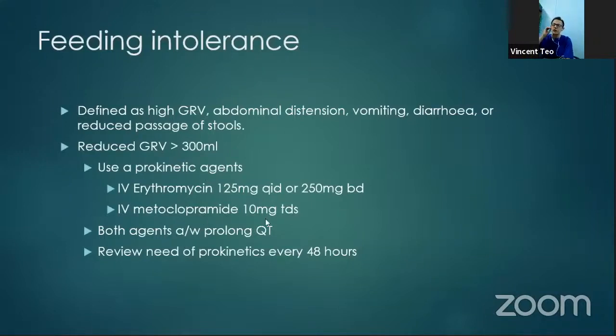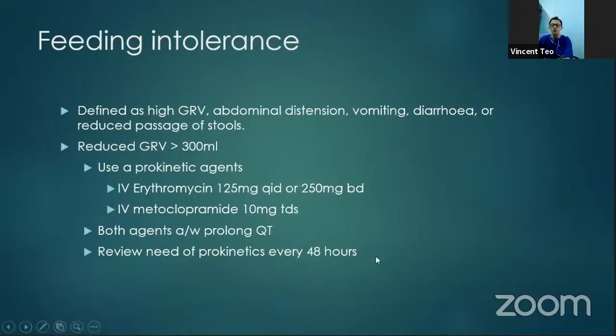Usually we give 10 mg TDS, but don't forget, if the patient has kidney impairment, you might want to adjust the dose. And if metoclopramide doesn't work, we generally add on erythromycin. The common dosing that we use would be 250 mg BD, so that we reduce the need for our staff to go in to serve the medication. However, it is to be noted that both agents are associated with prolonged QT, and should be used with caution.